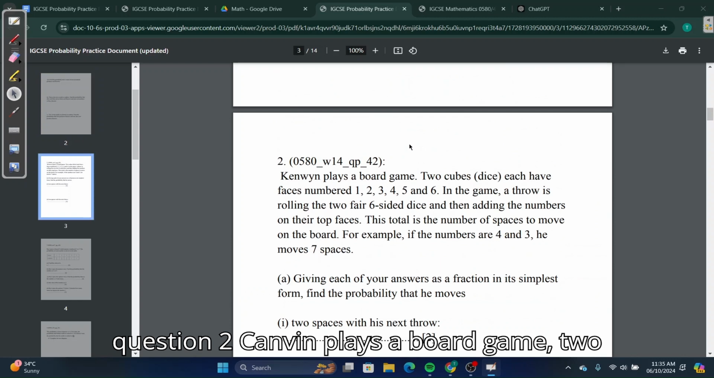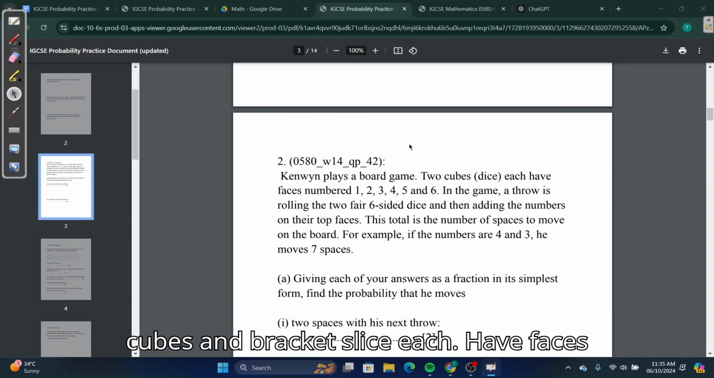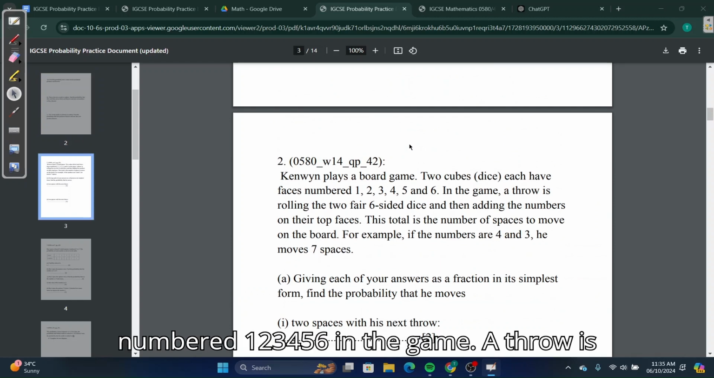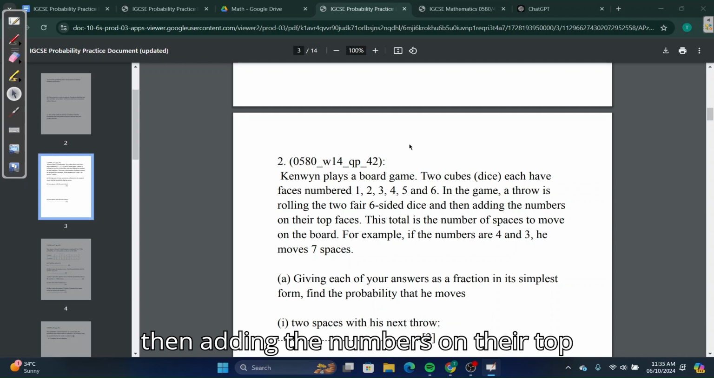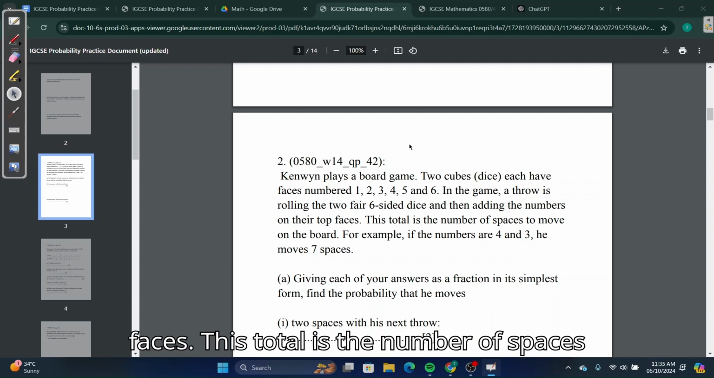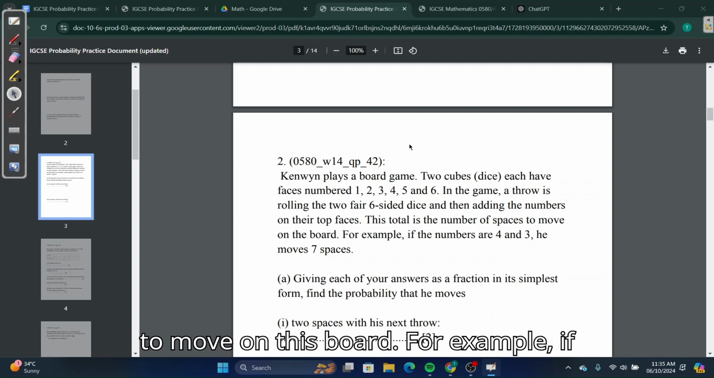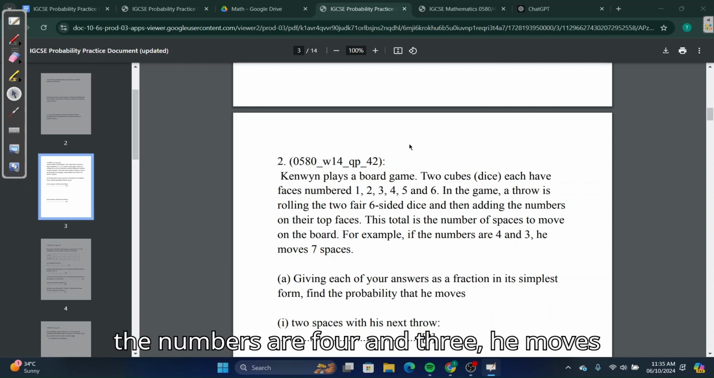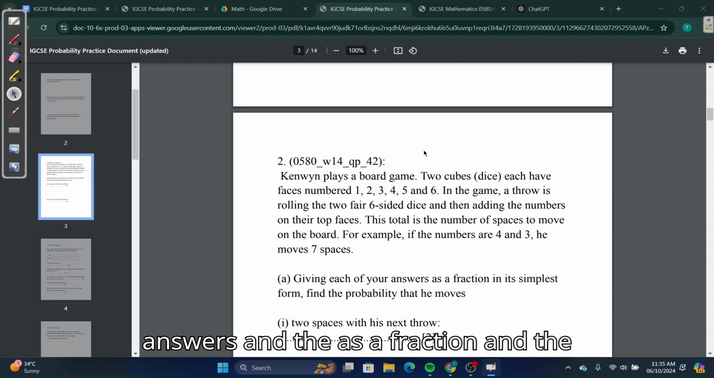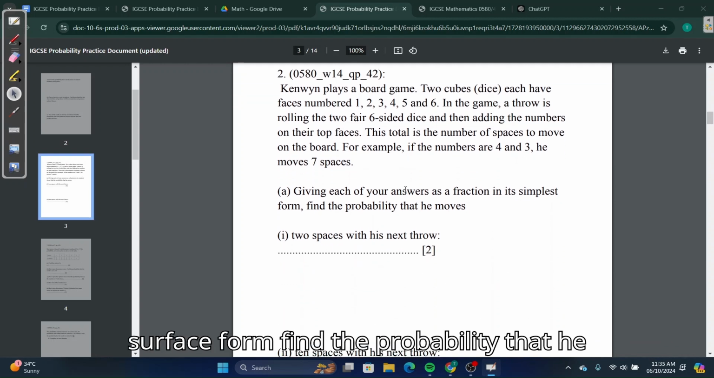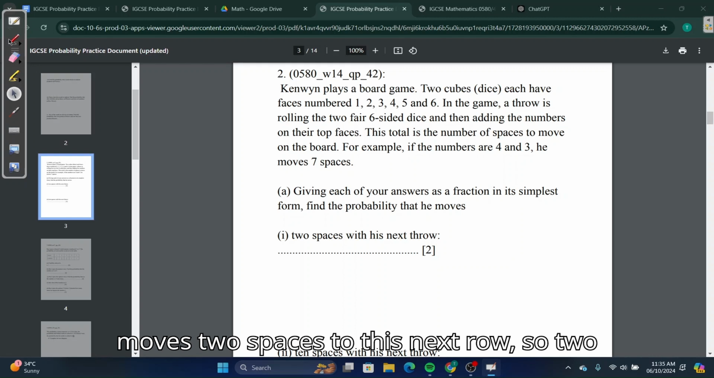Canwin plays a board game. Two cubes (in brackets, dice) each have faces numbered 1, 2, 3, 4, 5, 6. In the game, a throw is rolling the two six-sided dice, then adding the numbers on their top faces. This total is the number of spaces to move on this board. For example, if the numbers are 4 and 3, he moves 7 spaces. Okay. Giving each of your answers as a fraction in the simplest form, find the probability that he moves 2 spaces in this next row.